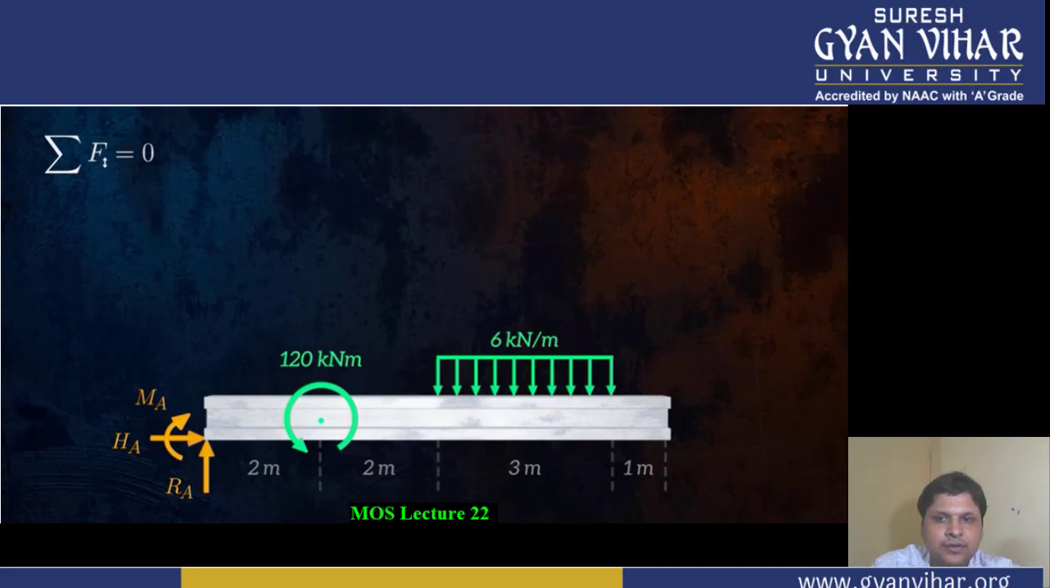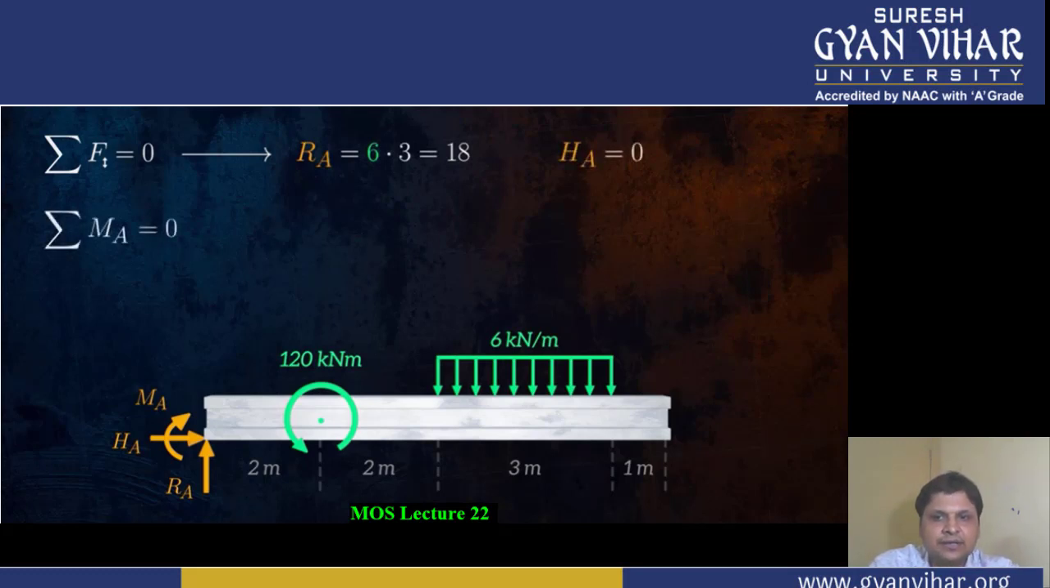Let's look at our first equilibrium equation. The sum of forces in the vertical direction is equal to 0. In this case, the only forces acting in the vertical direction are the reaction force RA and the distributed force. So RA is equal to 6 times 3, which is equal to 18. HA is the only force in the horizontal direction, so it must be equal to 0.